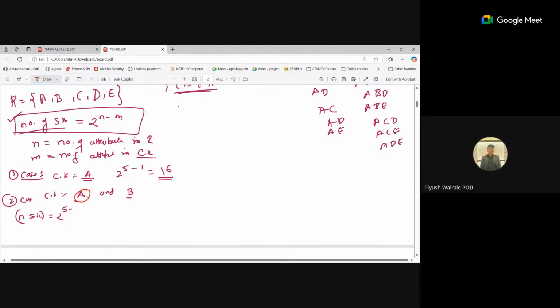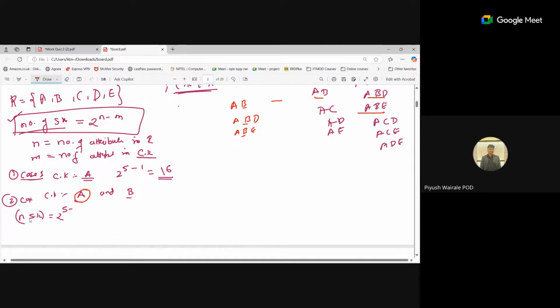First we are finding the number of super keys using A, so we got this much combination. But from B also we will get AB, ABD, and ABE in the case of B, right? Those are replicated here, so we need to remove those things, right? So how can we do that?